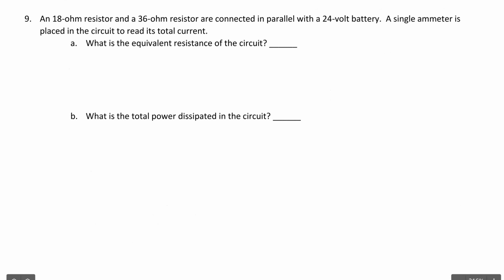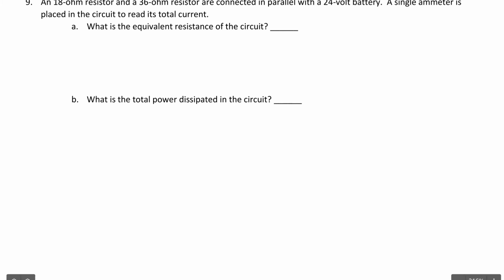All right. Moving right along, number 9. An 18 ohm resistor and a 36 ohm resistor are connected in parallel with a 24 volt battery. A single ammeter is placed in the circuit to read its total current. And they're asking for the equivalent resistance and the total power.